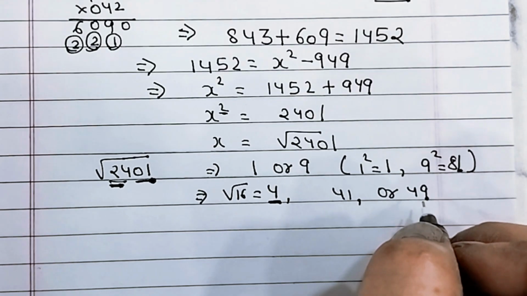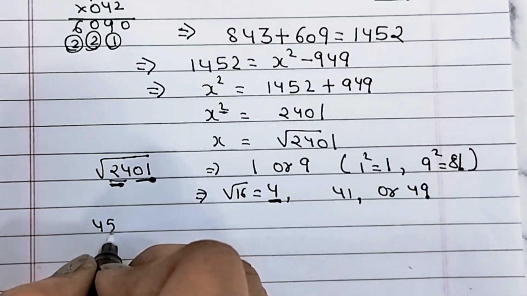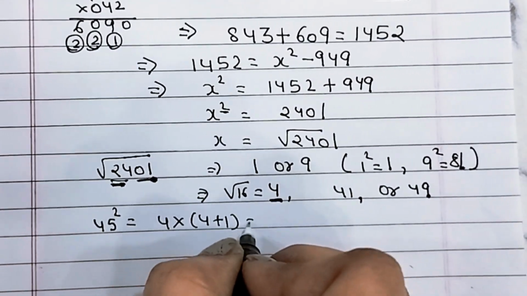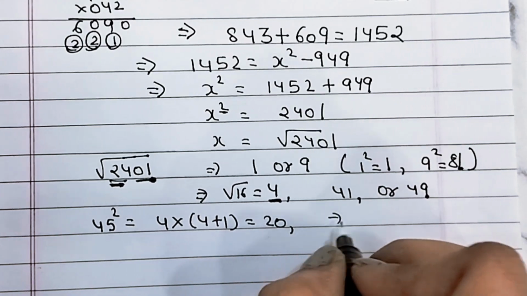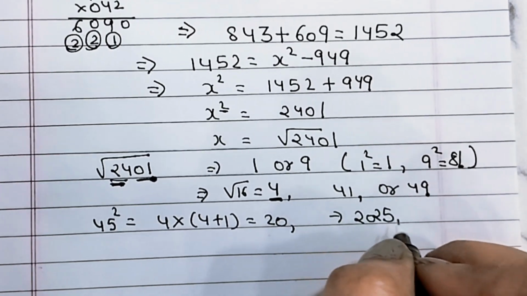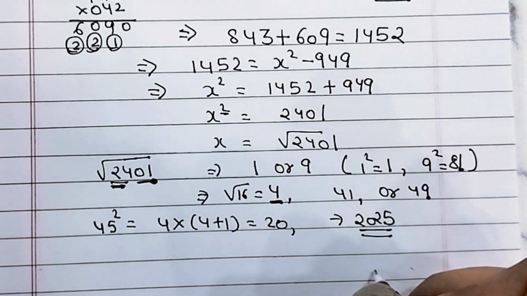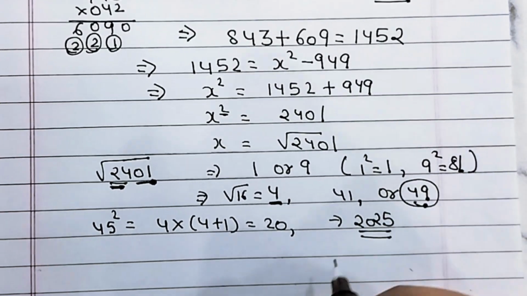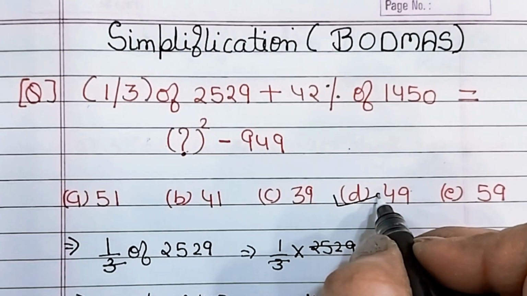So test against the middle. Use 45 square as a benchmark. So the trick for 45 square: simply 4 into 4 plus 1, that is 20. Then attach 25 to it, so 2025. Since 2401 is greater than 2025, the square root must be larger, that is 49. So the value of the question mark is 49. Correct option is D.